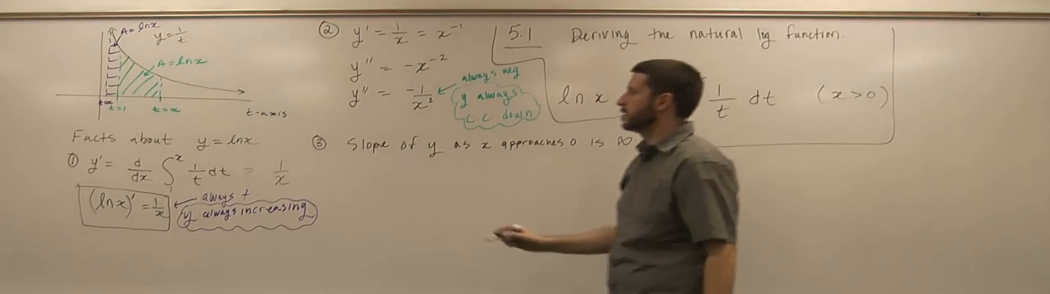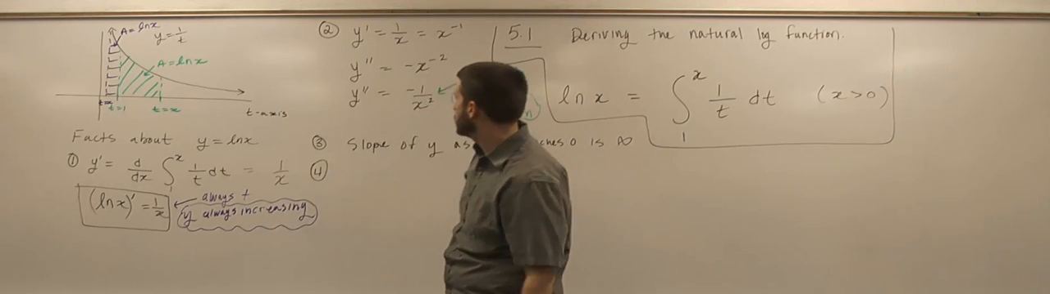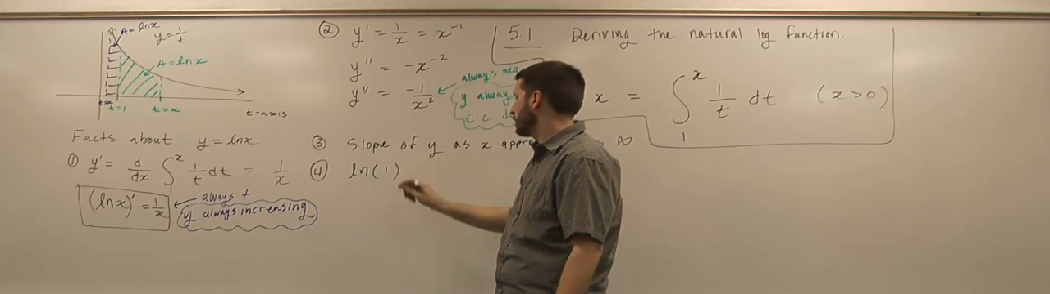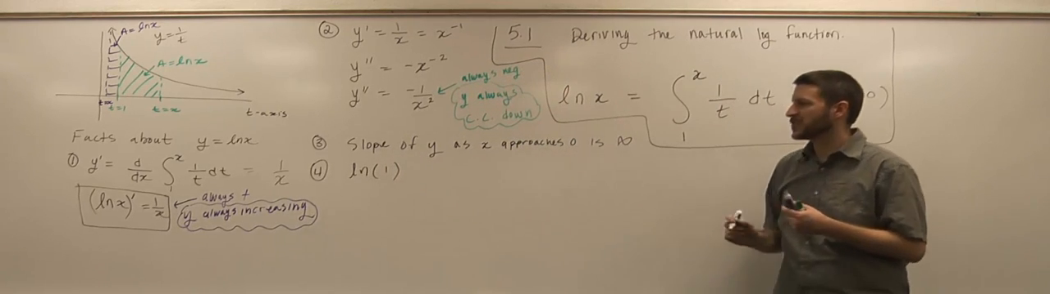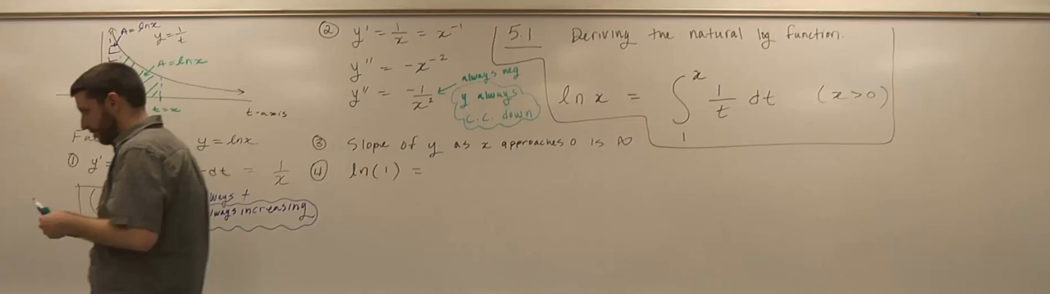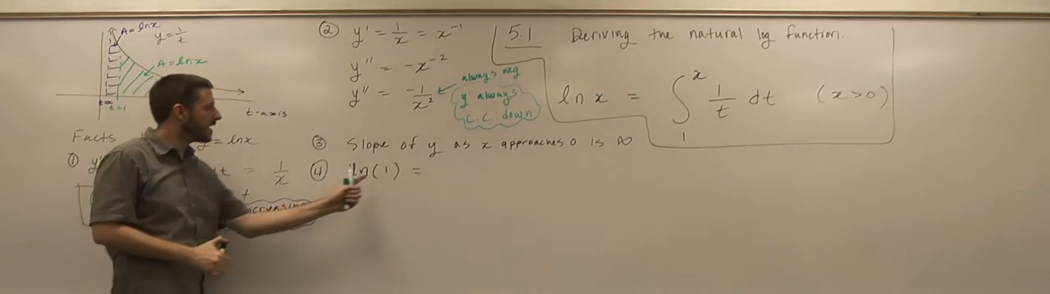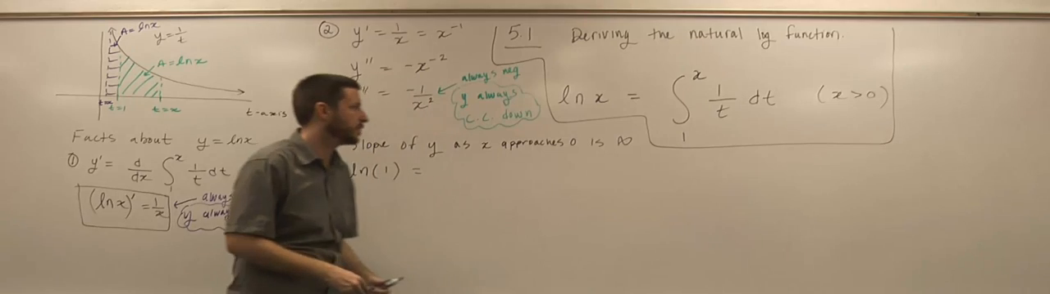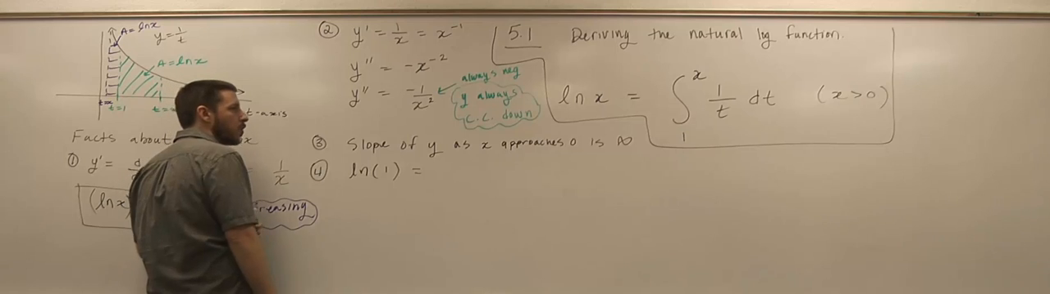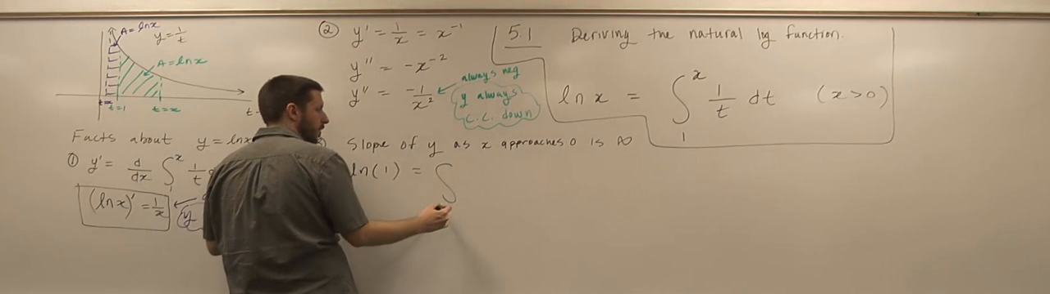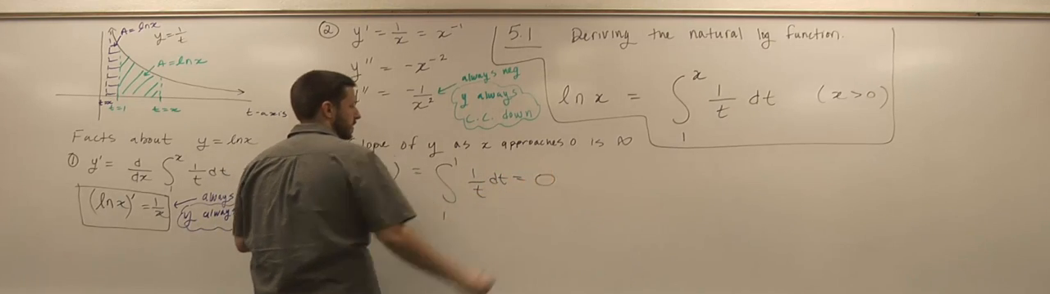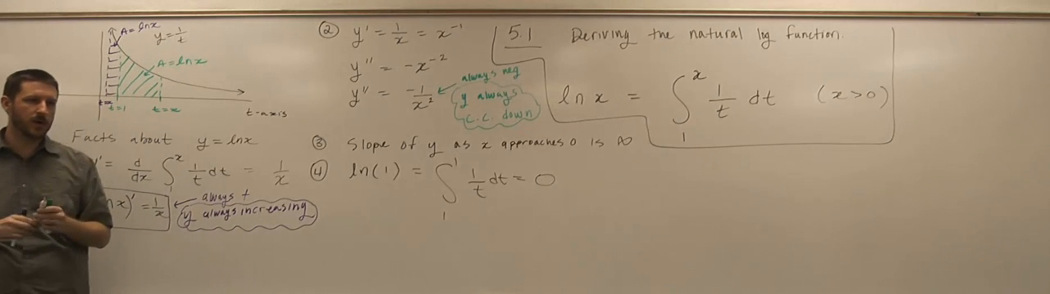All right, last thing before I let you out of this hellscape. What's natural log of 1 according to this definition? How would I calculate natural log of 1 using this definition? Plug 1 in for x. So it's the integral from 1 to 1 of 1 over t dt, which is 0. You have no area. If you go from 1 to 1, you don't pick up any area.